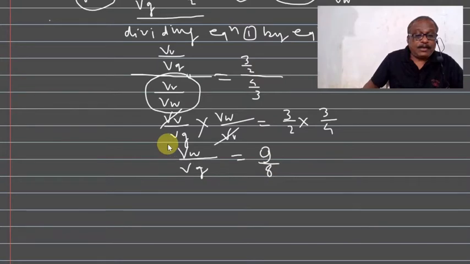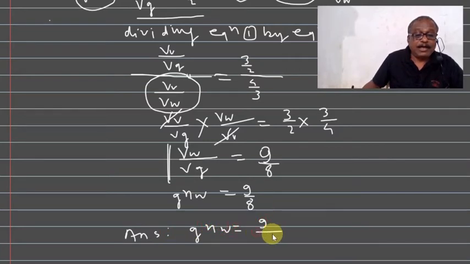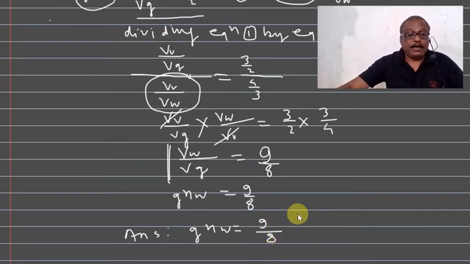Now if you observe carefully, this is nothing but the definition of the refractive index of glass with respect to water, the right hand side, and that is 9 by 8. So in this way we get the answer that the refractive index of glass with respect to water is 9 by 8. This is the final answer.